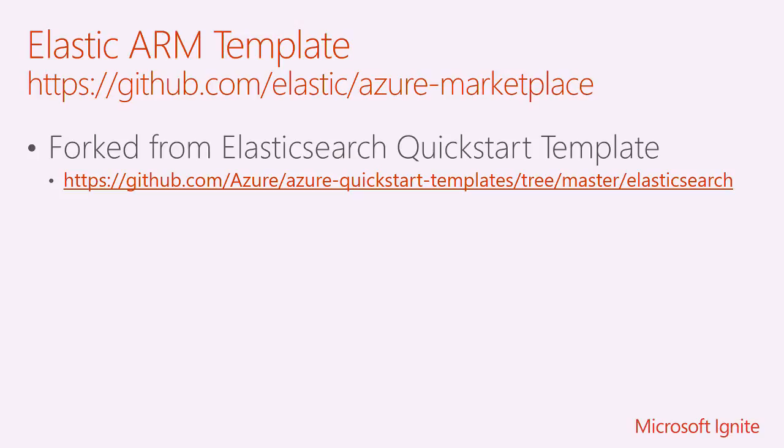So we forked it for a number of reasons there. We forked it because we have a different release cycle to the Quick Start templates. Some of the features and some of the conventions for when you deploy something to the marketplace are quite different to what you need within Quick Start templates. So we can be responsible for our own release cycle there.